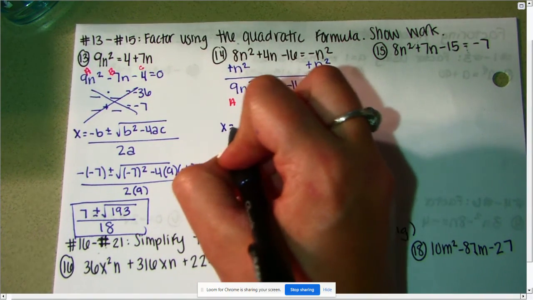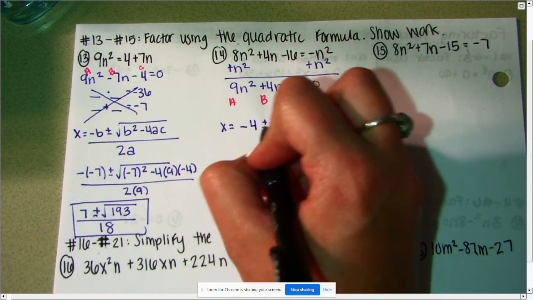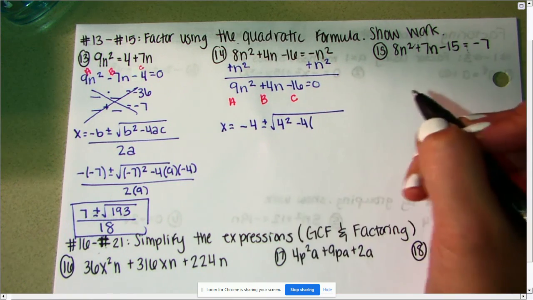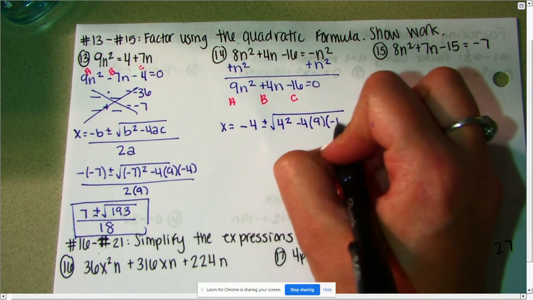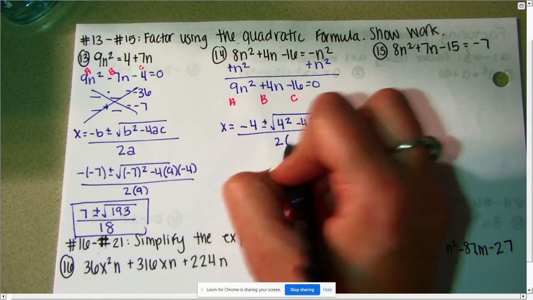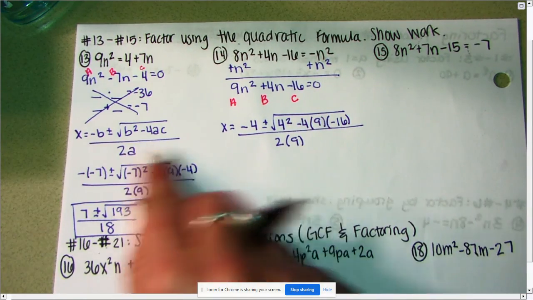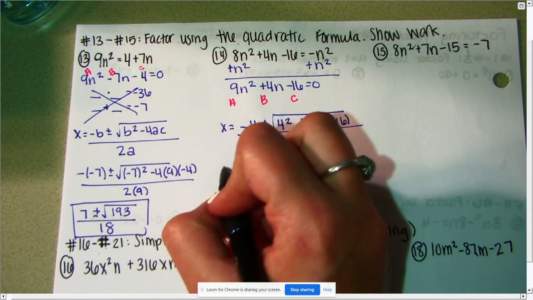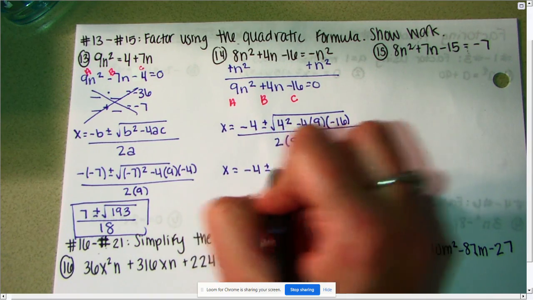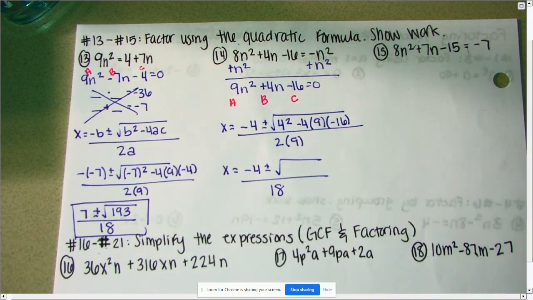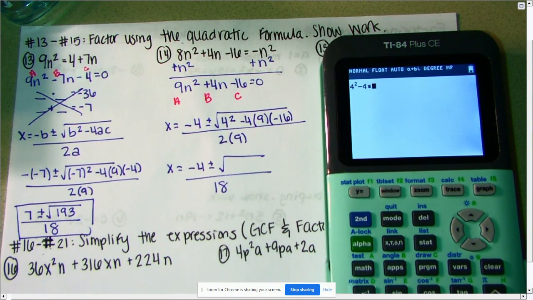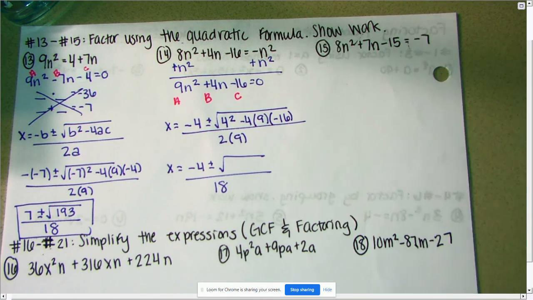So x equals negative b, so b is 4, plus or minus the square root of b squared, so 4 squared, minus 4, times my a value of 9, times my c value of negative 16, all over 2 times 9. All I did was base my substitutions off of this. You do need to know the quadratic formula. So to simplify, x equals negative 4 plus or minus the square root all over 18. Again, I'm just going to put what's underneath in parentheses in my calculator. I am not going to type the square root, and I get the square root of 592.